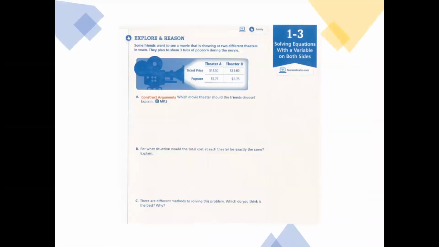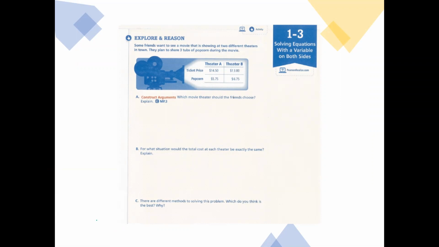Today we're going to talk about section 1.3, which is on solving equations with a variable on both sides. So make sure you have your booklets, and then we're going to go ahead and get started with a few things. Starting off with the first one, I want you to turn to 1.3 and answer some of the following questions.